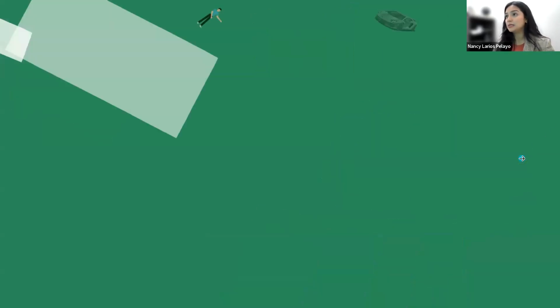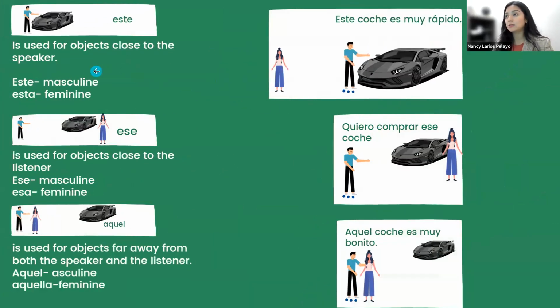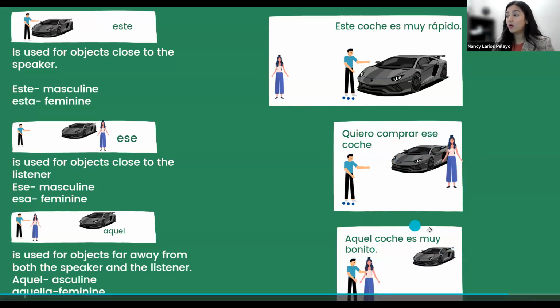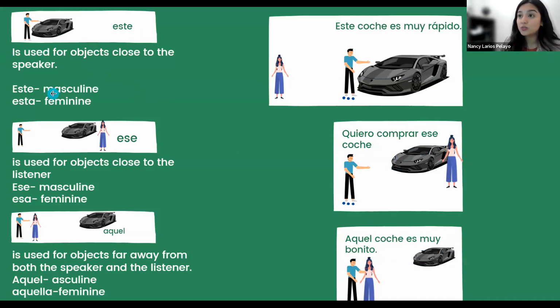So I'll look into this. Entonces, aquí está. Again, we have the same example. Este coche es muy rápido. It's closer to the speaker, but it's far away from the listener. Quiero comprar ese coche is close to the listener, but not the speaker. Aquel coche es muy bonito is far away from both the listener and the speaker. And so, este is used for objects close to the speaker. Este would mean masculine. Y esta is feminine.